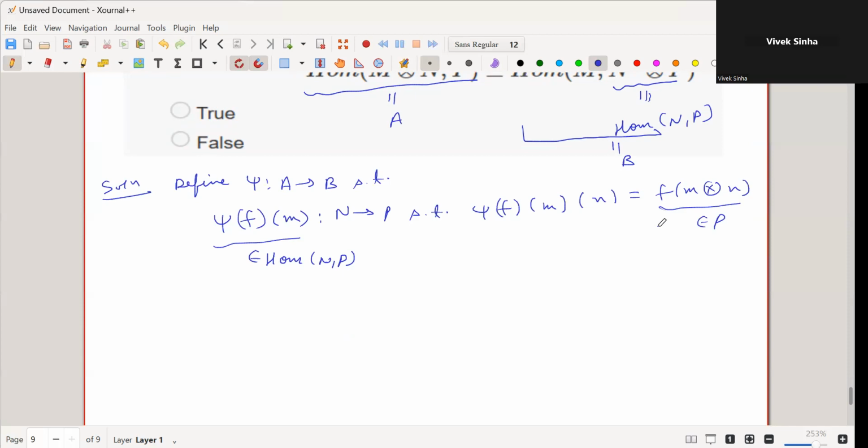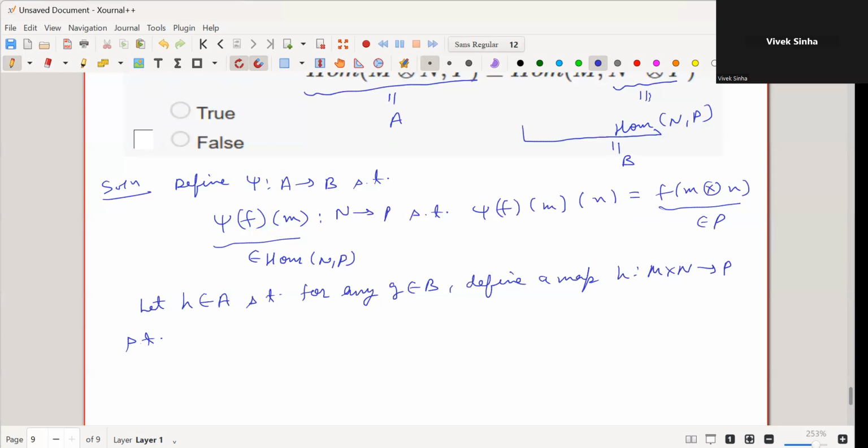Let H be any map inside A such that for any G belongs to B, you define a map H from M cross N to P such that H of M comma N is nothing but G M comma N.